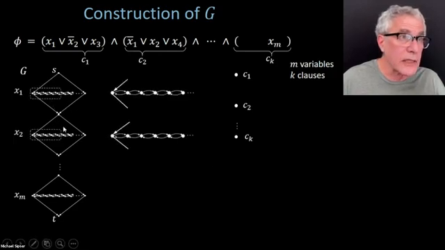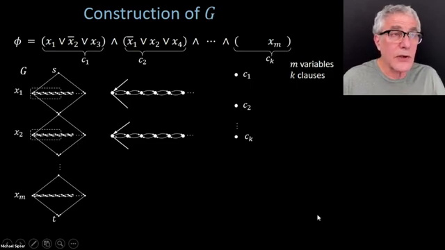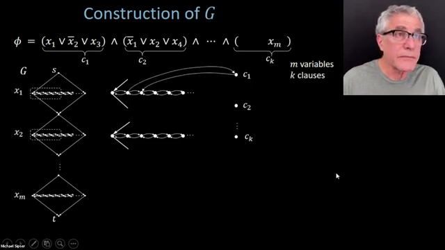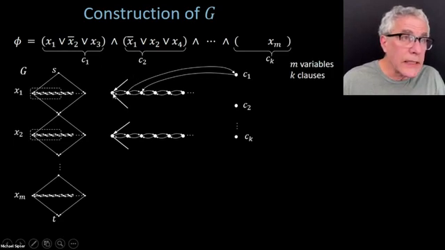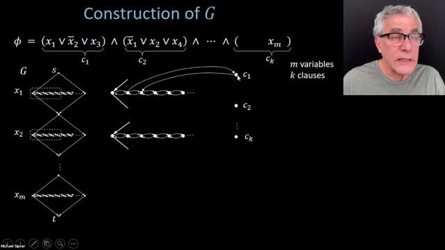So let me just try to show you what that looks like. I'm going to magnify little pieces here from these gadgets and show you how these are connected up. So here is the X1 gadget. X1 appears positively in C1, right? Here's X1 and C1. And so that means when I'm going left to right, I have a possibility of visiting C1.